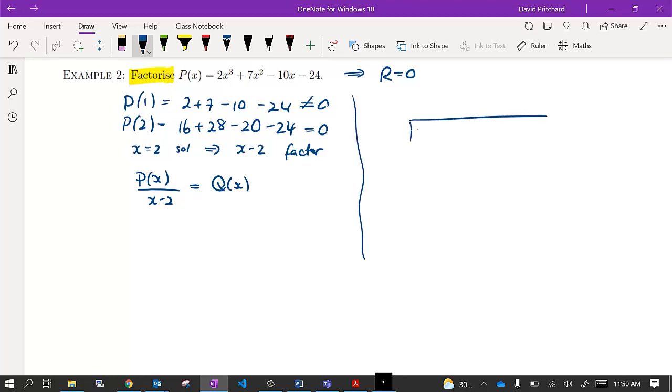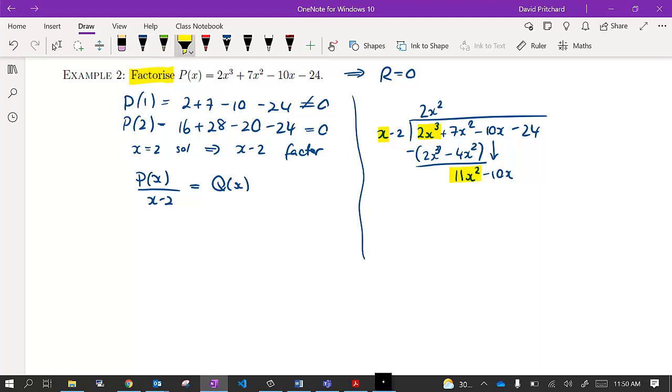So let's do our polynomial division. We've got 2x cubed plus 7x squared take 10x take 24, dividing by x take 2. We've got leading digit division. And 2x cubed divided by x gives me 2x squared. We'll subtract this product, 2x squared by x take 2, which gives me 2x cubed take 4x squared. This is a 0. And 7 take away negative 4 is 7 plus 4, which gives me 11x squared. We'll bring down our negative 10x, and now we can start again.